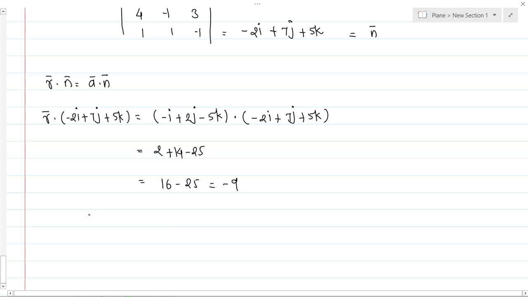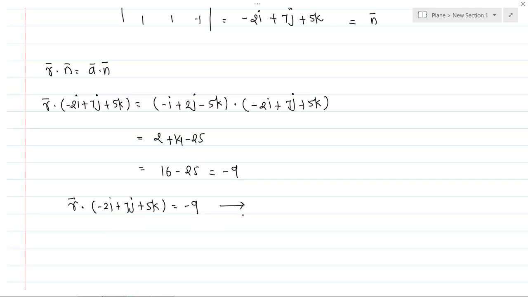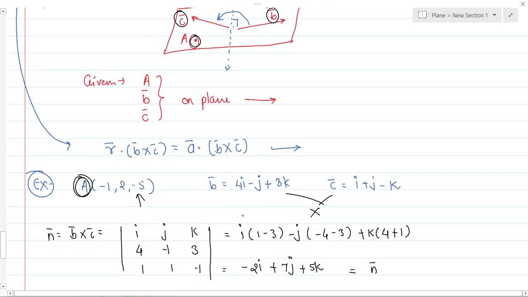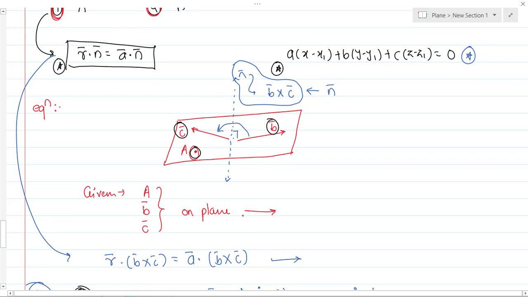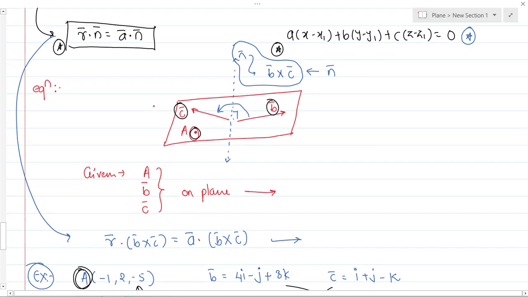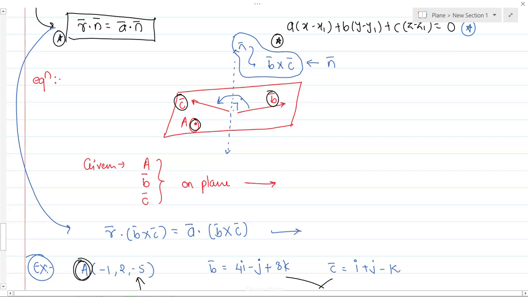Okay, so what is the final answer? This is nothing but r bar dot minus 2i plus 7j plus 5k, it is equals to minus 9. This is the required equation of a plane. That's great. Yes, so now I want to give you some further information which you can take as a trick here. Okay, so let's take this same figure here. So let me erase everything here so that it will be easy to get this concept.